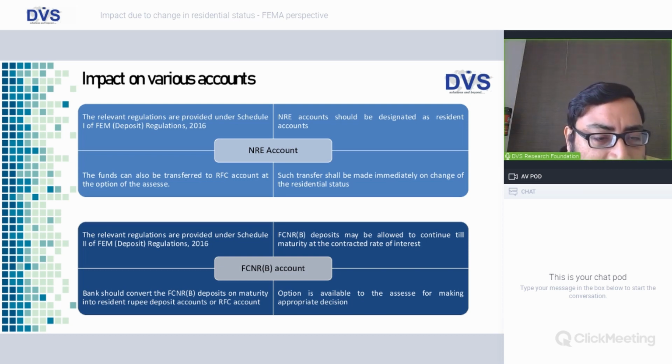The bank should convert the FCNR deposits on maturity into resident rupee deposit accounts or an RFC account. There are two options for the individual: one, you can convert the foreign currency deposits into the INR value and move it to INR deposits, or retain the foreign currency as it is and move it to the resident foreign currency account. Both these options are available to the individual.